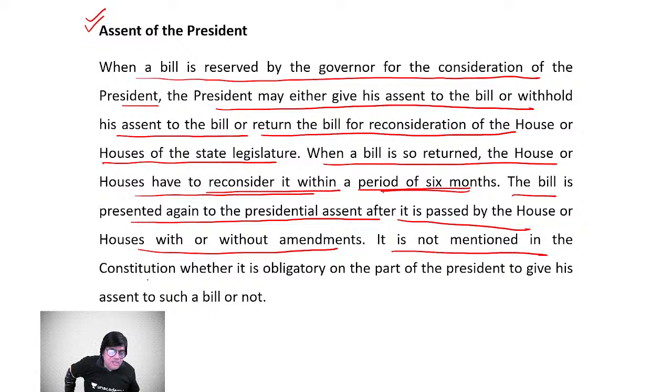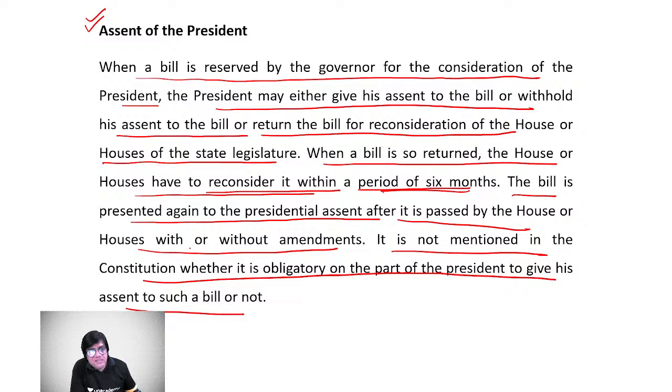And it is not mentioned in the constitution whether it is obligatory on the part of the president to give his assent to such a bill or not, right? So it is presumed that the president may still decline.